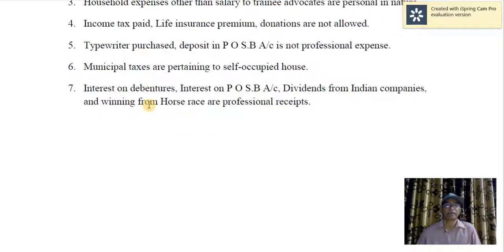Interest on debentures, interest on post office savings bank account, dividends from an Indian company and winnings from horse race are not professional receipts. I am subject to correction here.